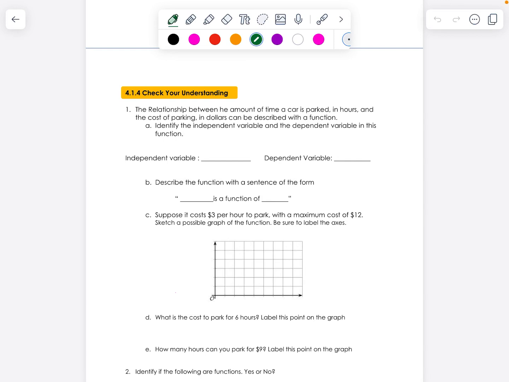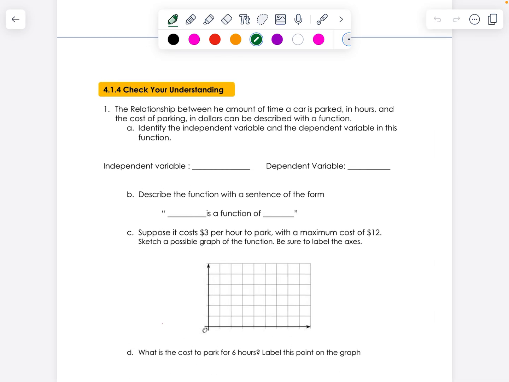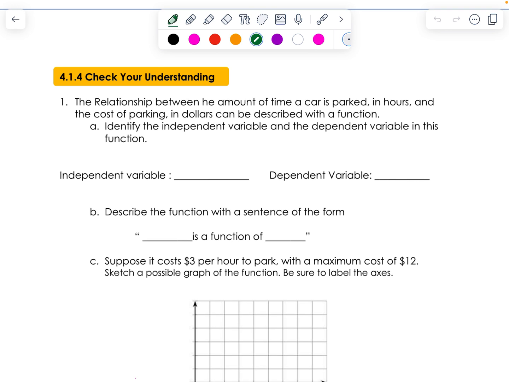Unit 4, Lesson 1, Check Your Understanding. So this lesson we talked about graphing different situations. So question 1 here says the relationship between the amount of time that a car is parked and the cost for the parking can be described with a function.